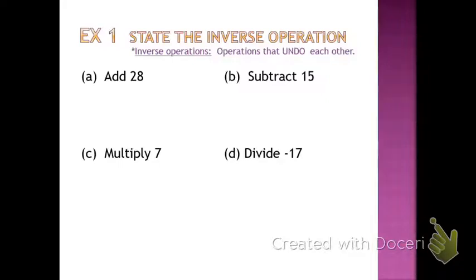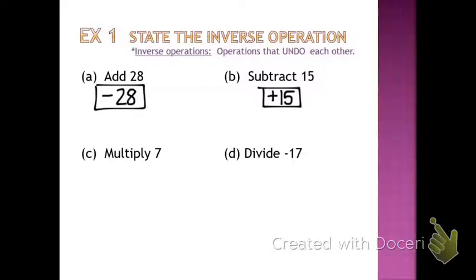So addition can be undone by which of those other operations? Subtraction. They're opposites of each other. And then multiplication can be undone by division. All right? So these are our inverse operations. So you see in letter A, if they are adding 28 to a problem, what is the inverse of adding 28? Subtracting. So all I'm asking you to do is just minus 28, and then you can box in your answer. All right, if they're subtracting 15, what's the inverse of subtracting 15? Adding 15. So plus 15.